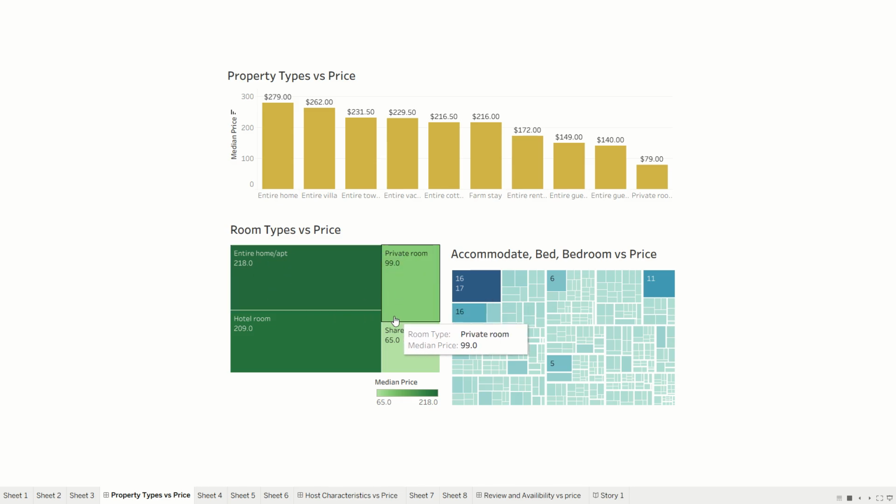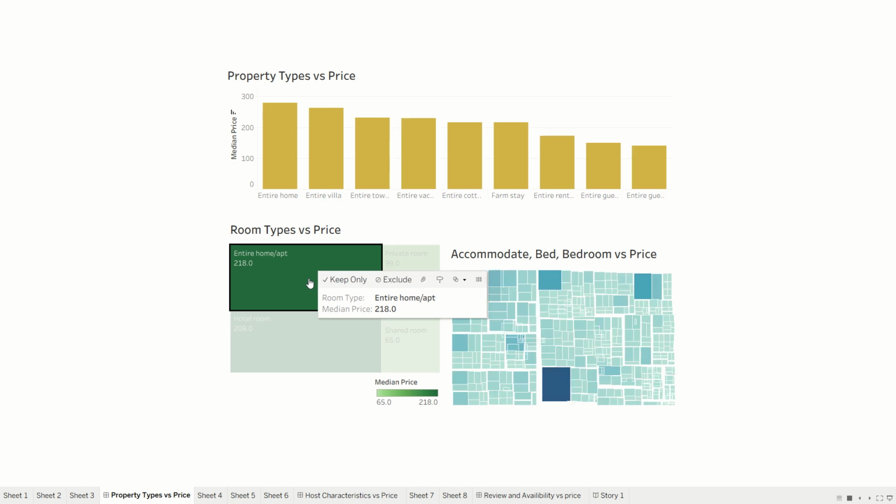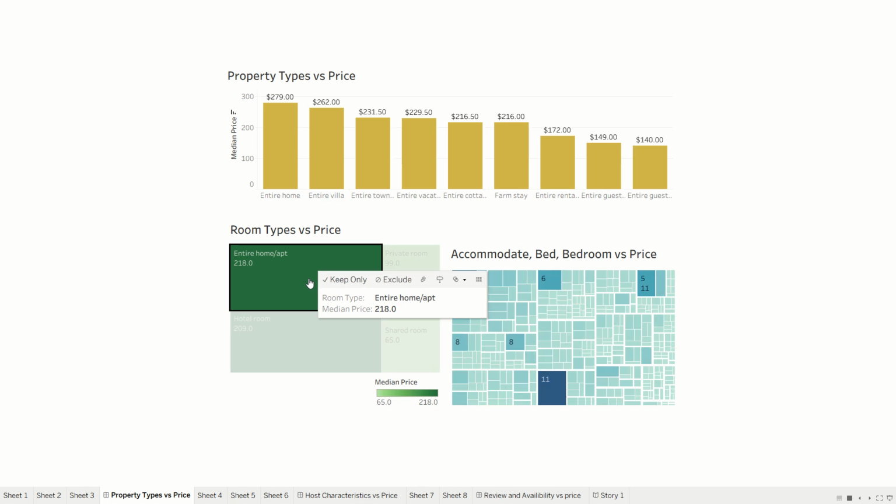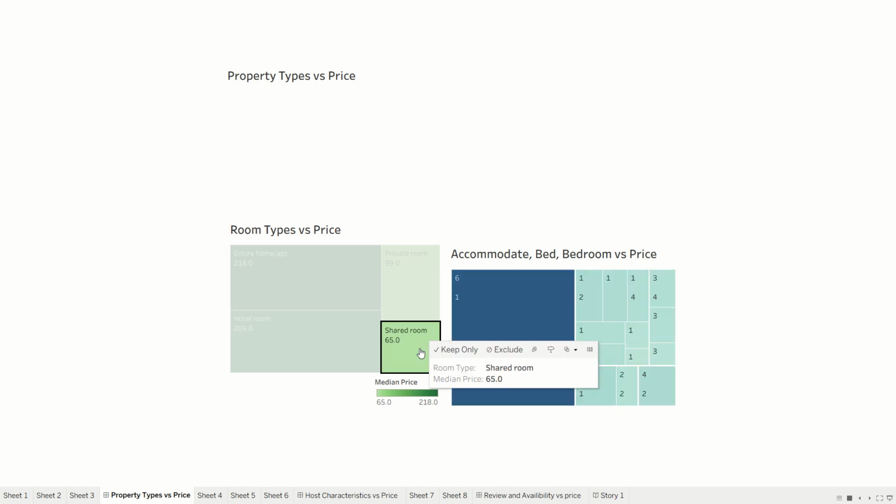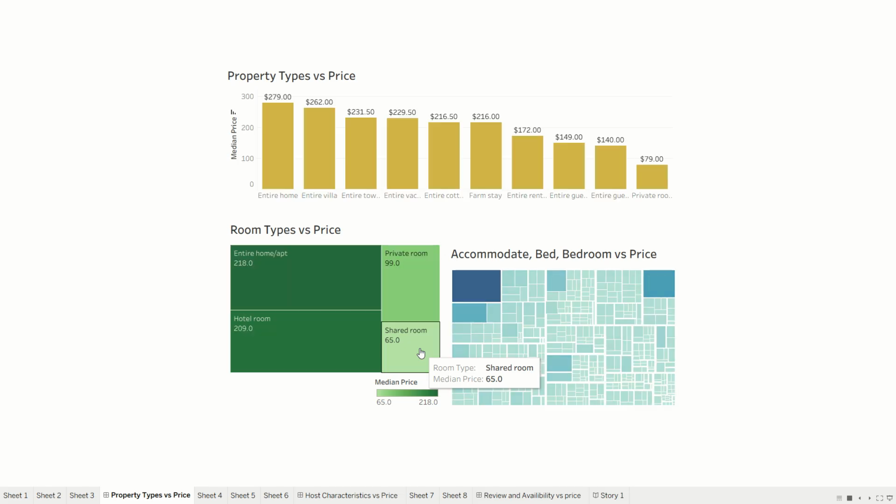The tree map shows a clear hierarchy. Entire home and apartment have a higher price compared to a shared room. This confirms that space and luxury are great price drivers. Last one is the accommodation, number of beds and number of bedrooms. This visualization reveals a positive correlation. As the capacity increases, so does the price.